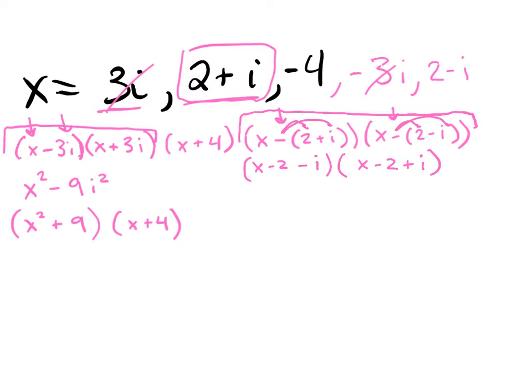So these two parentheses are conjugates of each other. This is our first term, this x minus 2, and then the i is our second term. So when I do the shortcut here, I'm going to square x minus 2, and then square the i. So I squared our first term and squared the second term. However, our first term is x minus 2, so in order to square it, what do I need to do?